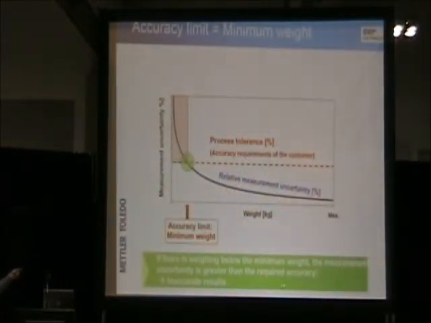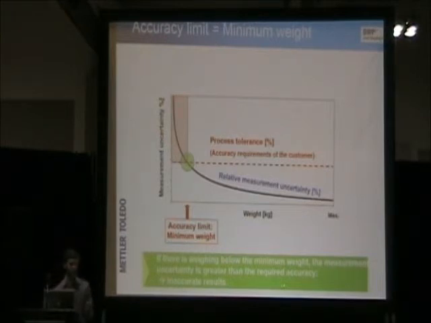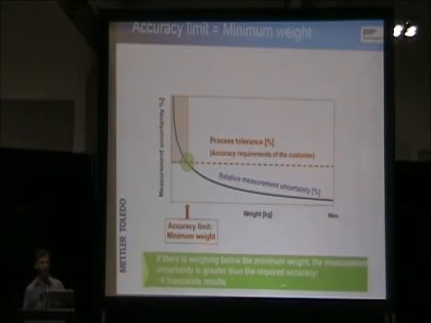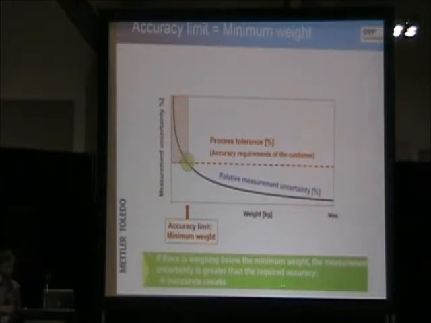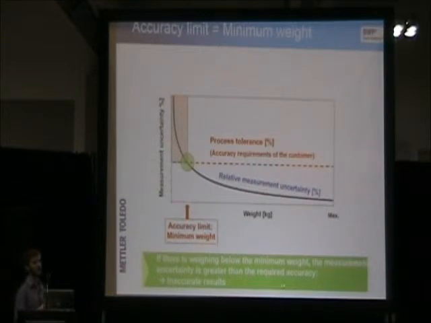Your accuracy limitation, right here, will equal your minimum weight. And what I mean by that is that when you establish a minimum weight on your instrument, that is the lowest that you can possibly weigh without going beyond that process tolerance. And this, again, is called a minimum weight. If there is any weighing that's done below that minimum weight, you're not going to be in compliance because you're not going to be meeting your process tolerance. And in turn, it will lead to inaccurate weighing results.